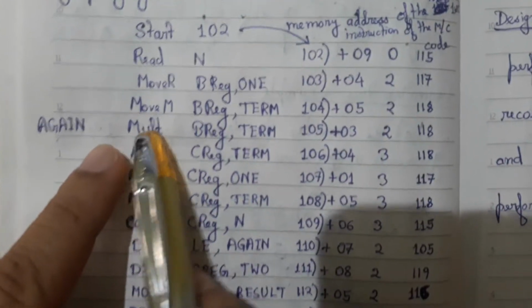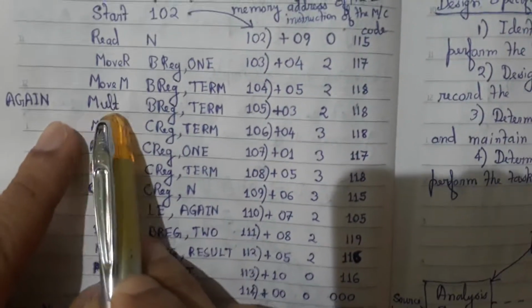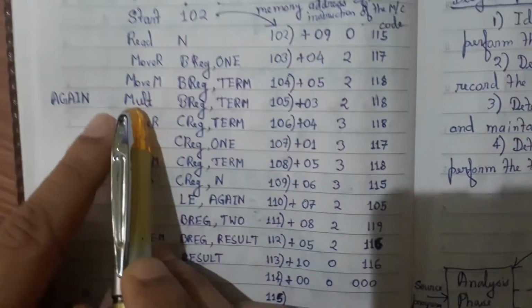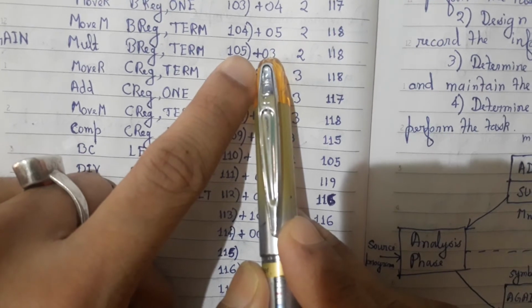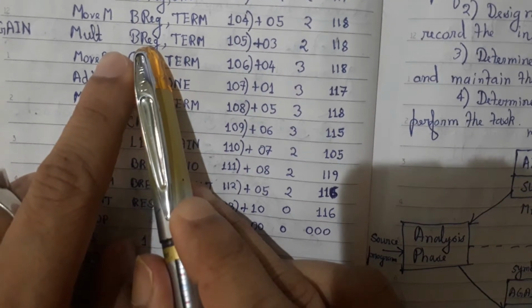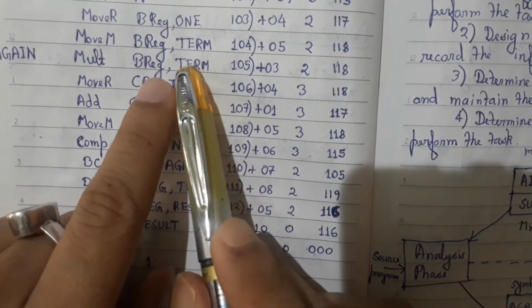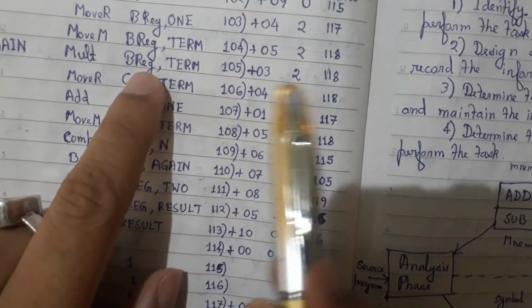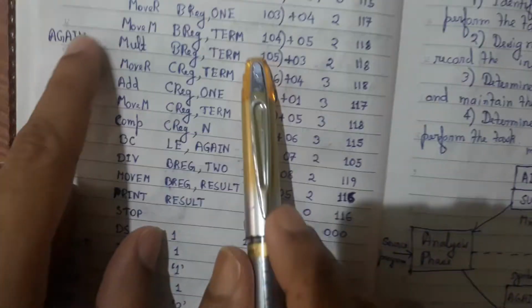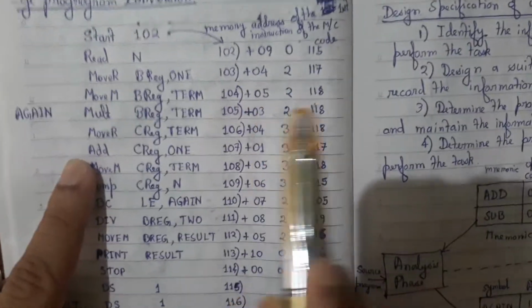So here, if you see the mult, the mult is a multiplication mnemonic opcode, and its opcode value is 03, which is obtained from the mnemonic table. The B register's value is also obtained from the mnemonic table. The term value is obtained from the symbol table. The address of term is 118. So all these values are put together to build the machine instruction, and this is done by the synthesis phase.